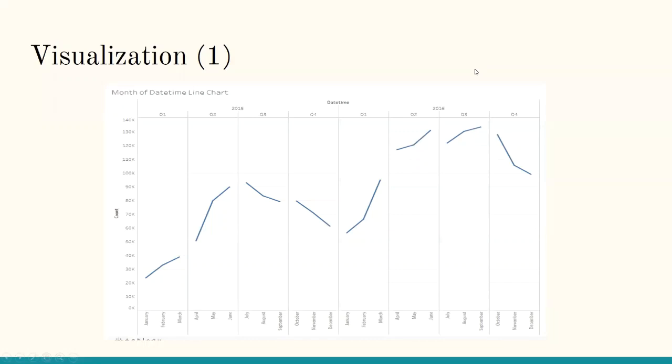Okay, for the visualizations, we decided to make some charts on Tableau. The first chart is the month of date time line chart. This line chart shows the quarterly ride counts for years 2015 and 2016. Using this, we can see how demand changes throughout the year.